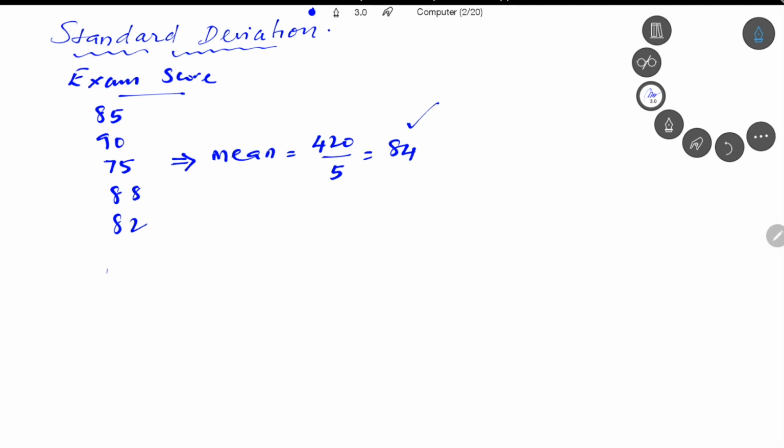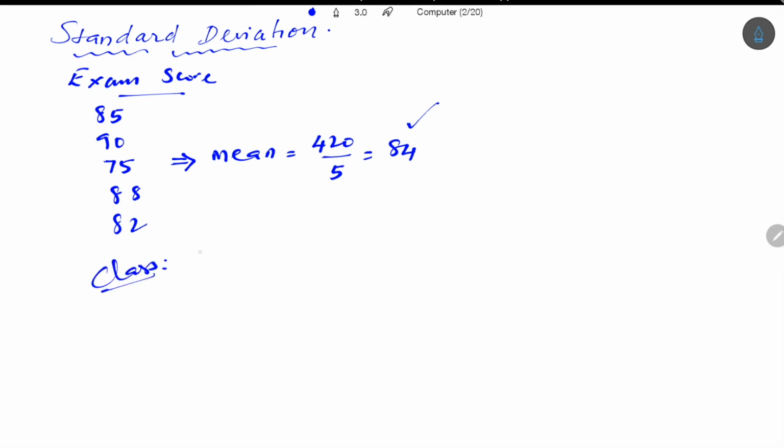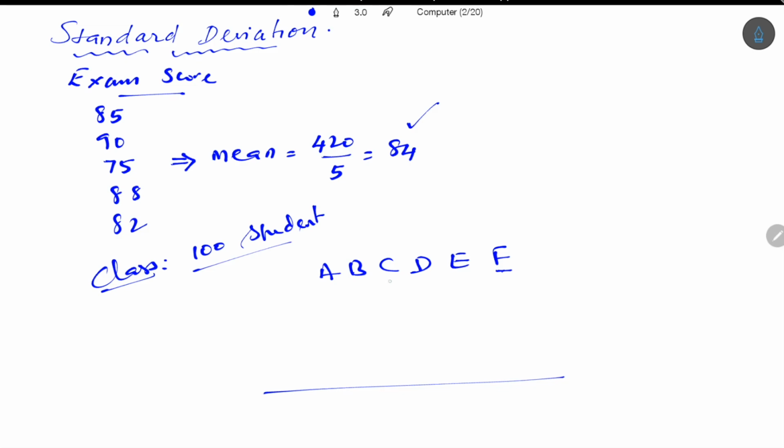If I take my class, in my class there are around say 100 students. If I find the exam score for 100 students, say I have the grading system: A grade, B grade, C grade, D grade, E grade, and finally F grade. Okay, F is fail. In any class, if I find their score, always the middle C grade will have many more students.